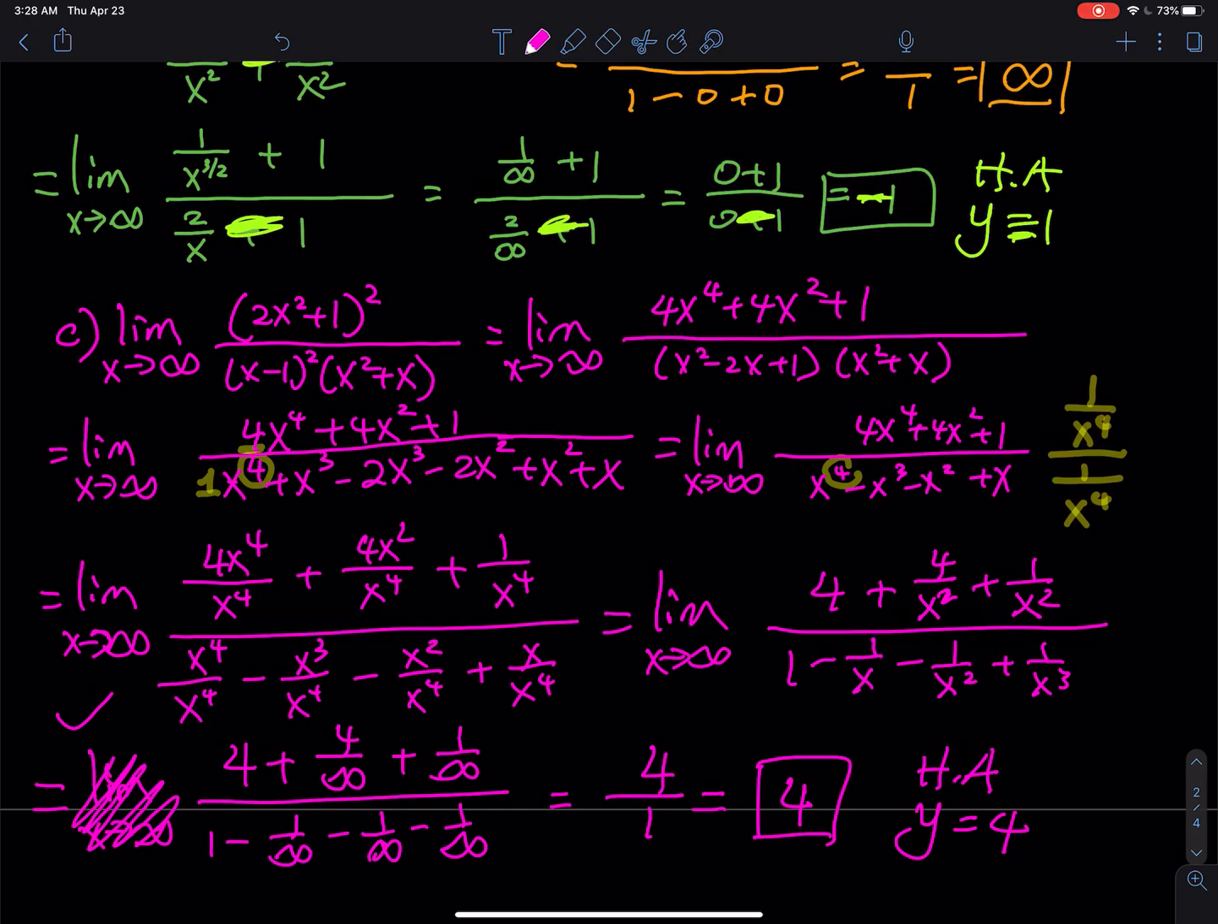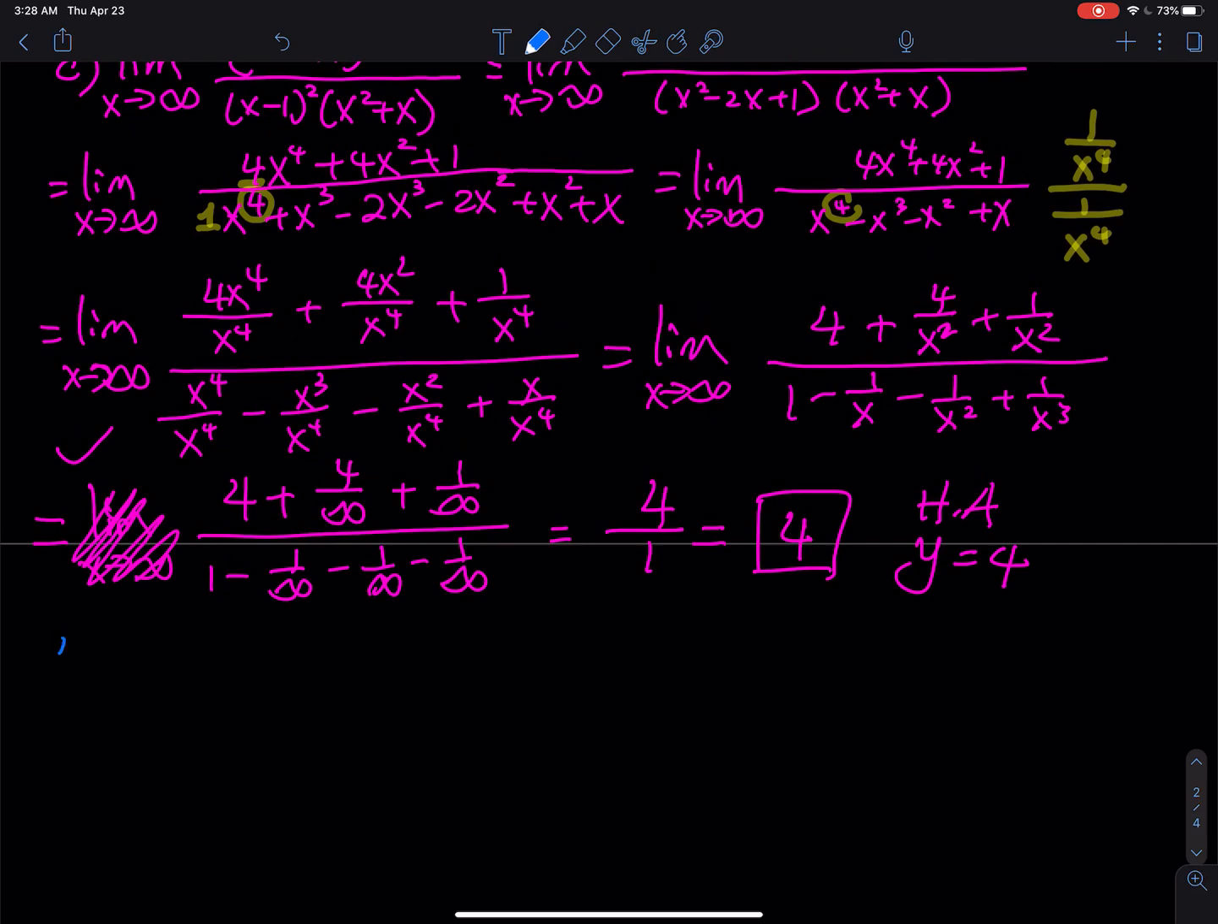Moving on to D. So in part D, we have the limit as x approaches infinity of the square root of 1 plus 4x to the 6th, divided by 2 minus x to the third. Do we care about the top? No, we don't care about the top at all. The highest degree is 3, so we are going to divide each term by x to the third.